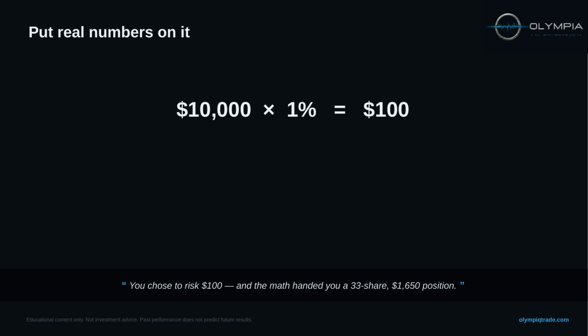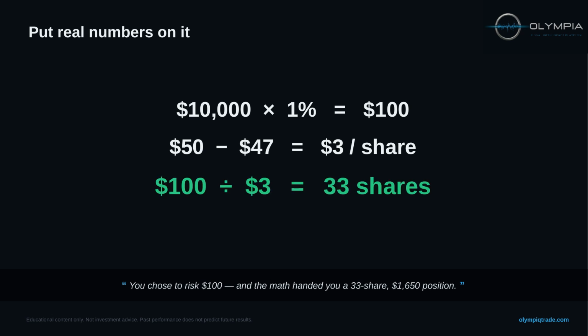Now we're going to use some real numbers. A $10,000 account. You want to multiply that by 1%, 0.01. $100 is what you're willing to lose on any one trade. So 50 minus 47, remember that $3 of risk per share. Well, you divide $100 by that and you end up with 33 shares.